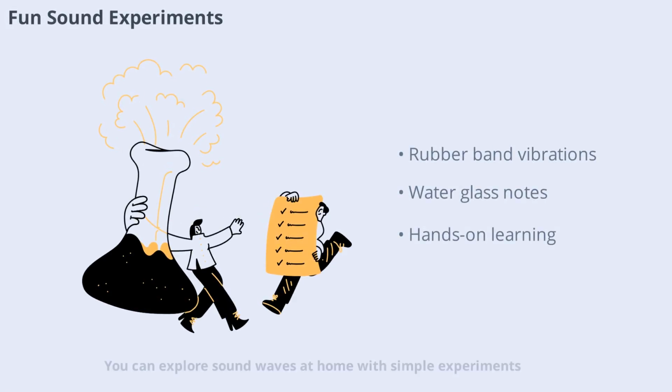You can explore sound waves at home with simple experiments. Try stretching a rubber band and plucking it to hear the pitch change, or fill glasses with different amounts of water and tap them to make musical notes. These activities help you see and hear how sound waves work in real life.